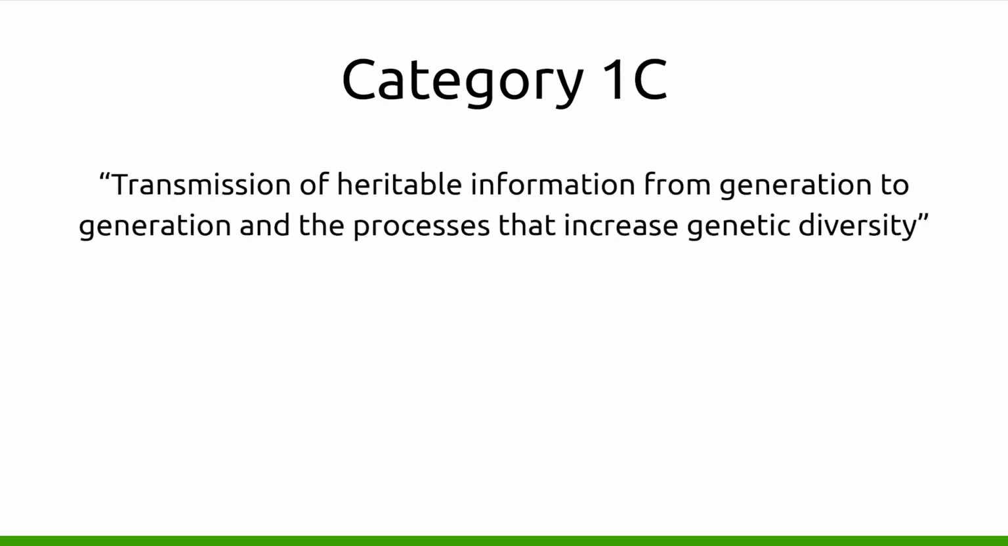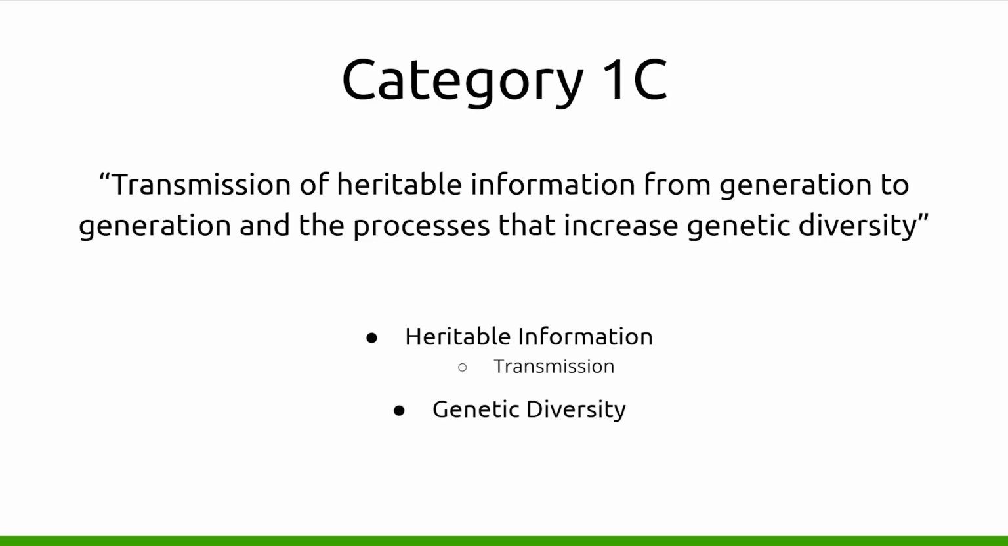You have category 1C, transmission of heritable information, generation, processes, increasing genetic diversity. So previously we talked a little bit about nucleic acids and their structure and function, but this is also going more in depth about nucleic acids from generation to generation. So heritable information, talking about transmission of DNA from generation to generation. This is also increasing genetic diversity. So if we're talking heritable information, we've got genetic material, DNA, RNA. Are there other types of genetic material for different types of cells?